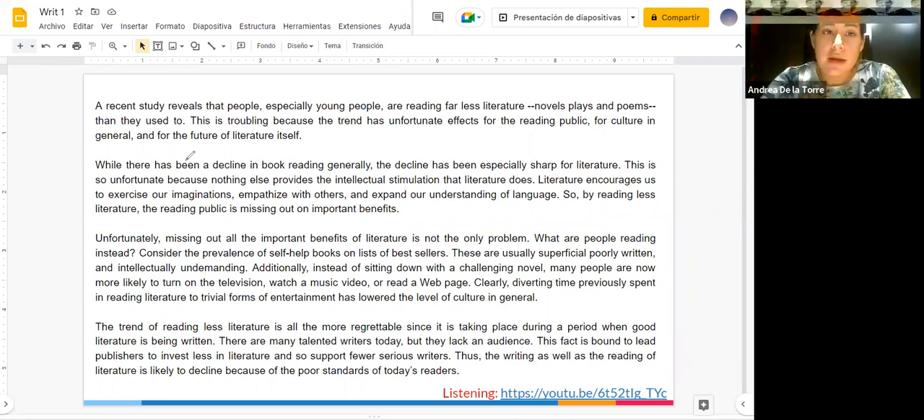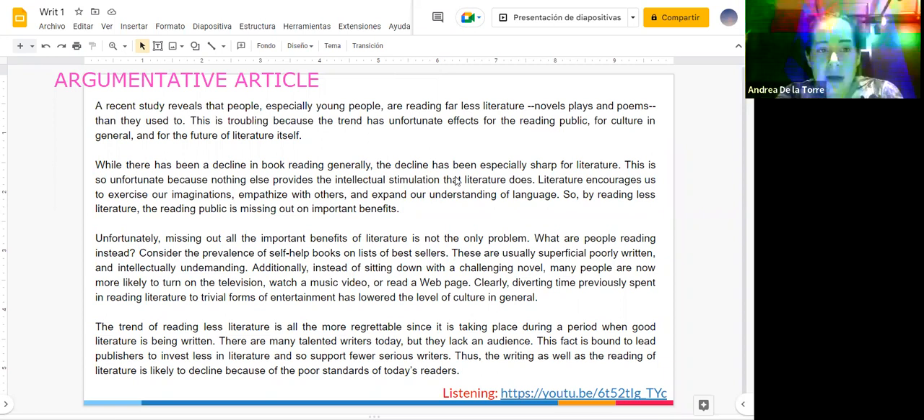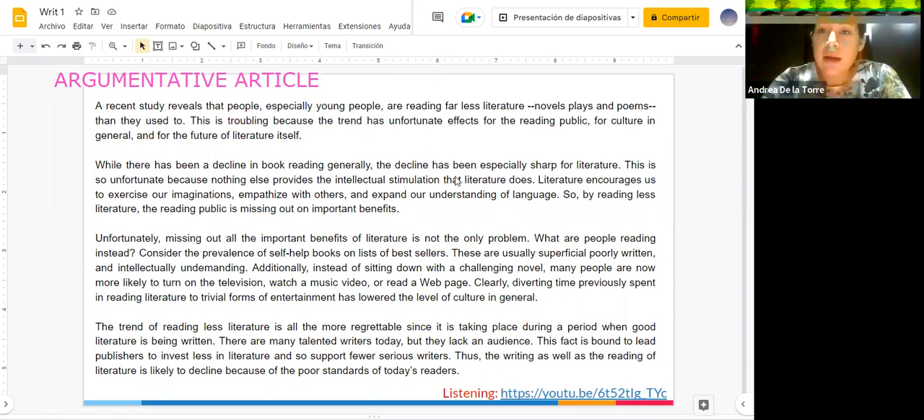The first one we're doing, remember this is an argumentative article, okay? This is an argumentative article that you're reading. It's not the only type that you will read, but this is the first one we're doing. So what does it mean, argumentative? What do you think it means? What's an argumentative article? Do you guys know what an argument is?